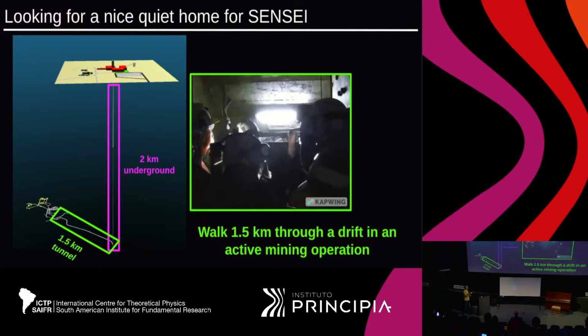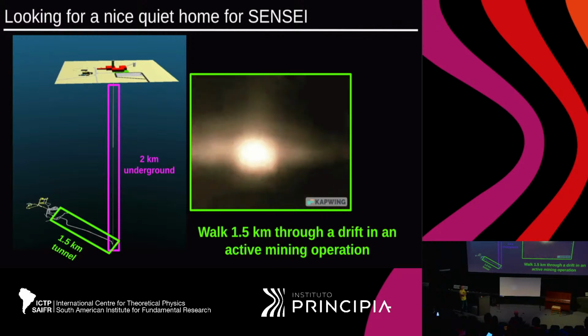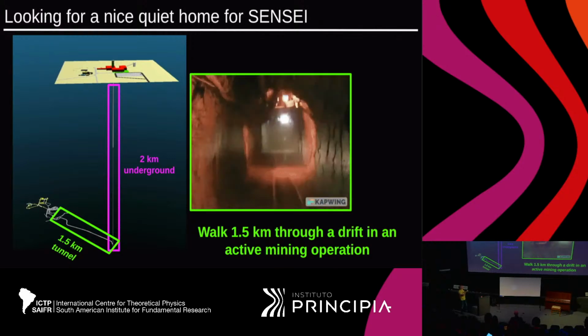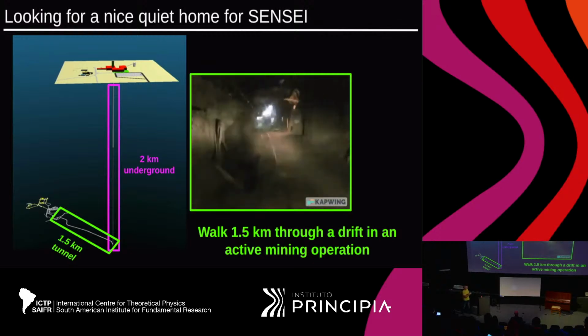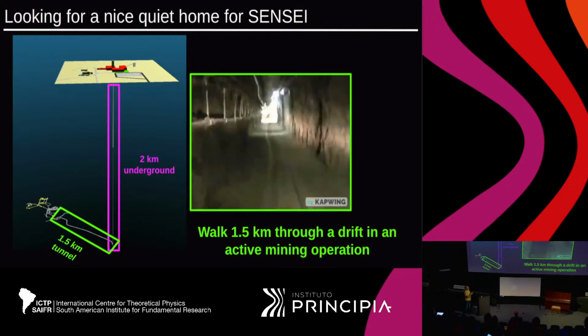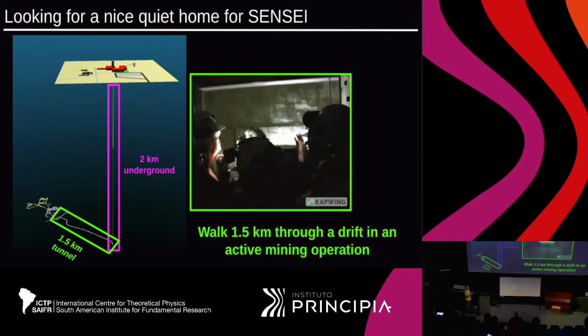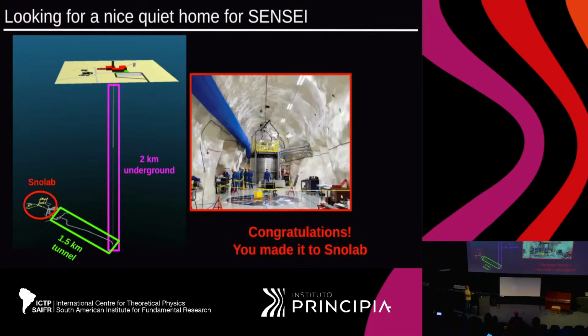After that, when you get there, this is the cage getting to the lowest level, then you have to walk about 1.5 kilometers through an active mining operation until you get to the laboratory SNOLAB, which is actually an absolutely amazing facility: a clean room inside an active mine, 2 kilometers underground. So this is insane.